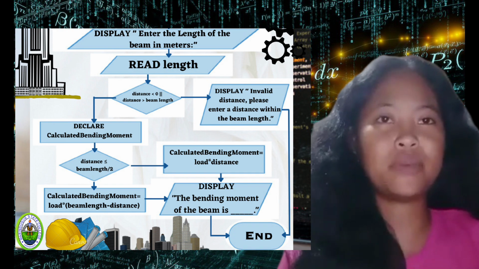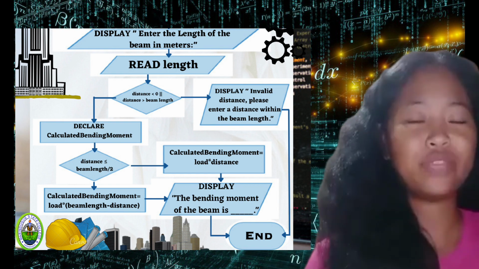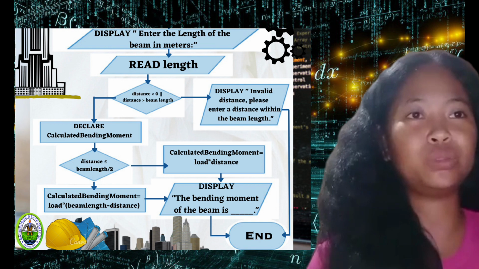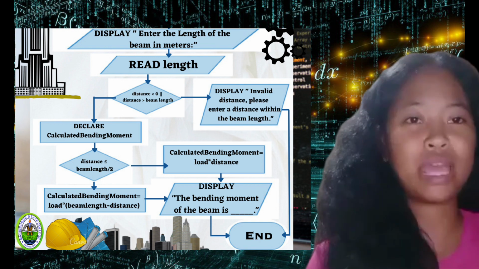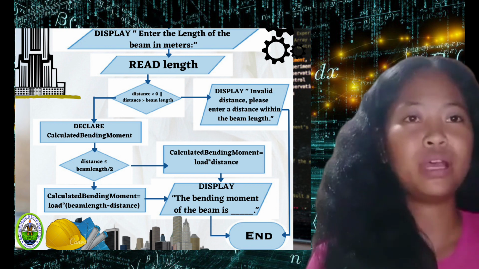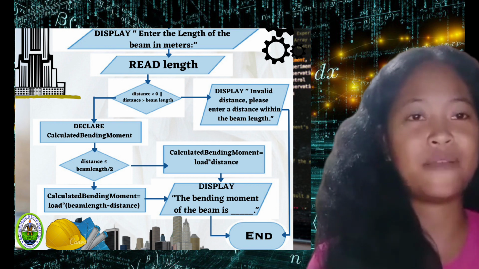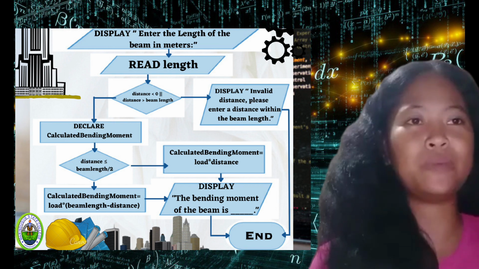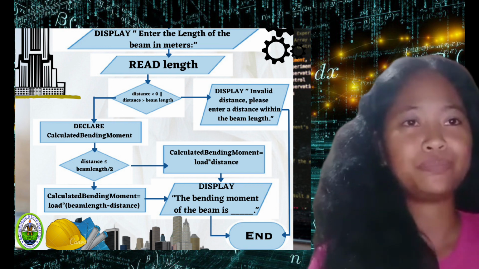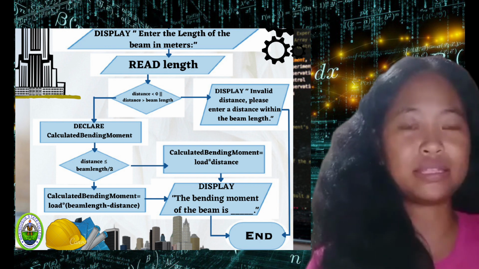And for the next step, let us declare bending moment as double. If distance is less than or equal to beam length over 2, then set bending moment equals load times distance. Else set bending moment equals load times (beam length minus distance). And the next step is it will print: the bending moment of the beam is, followed by the bending moment and kilonewton. And for the last step, let's end the program.